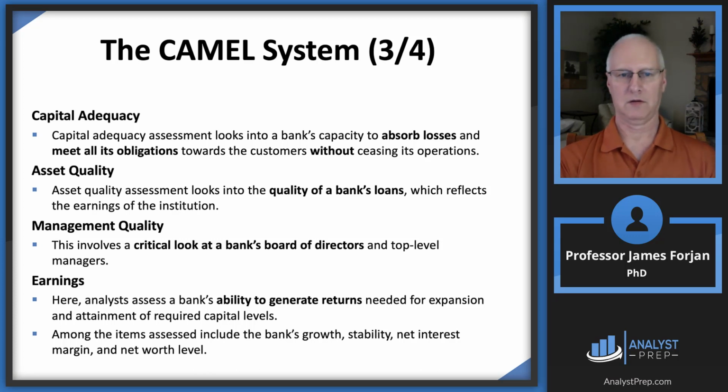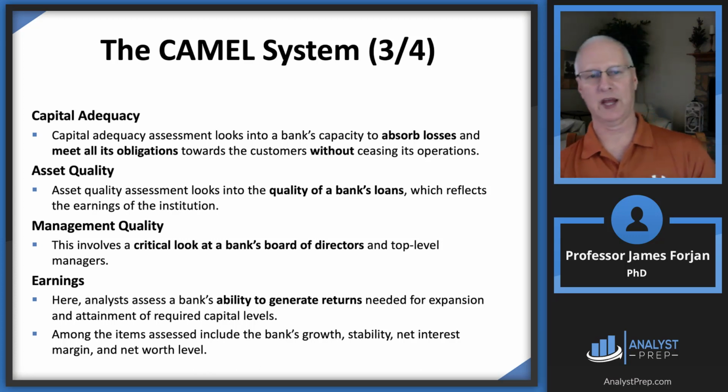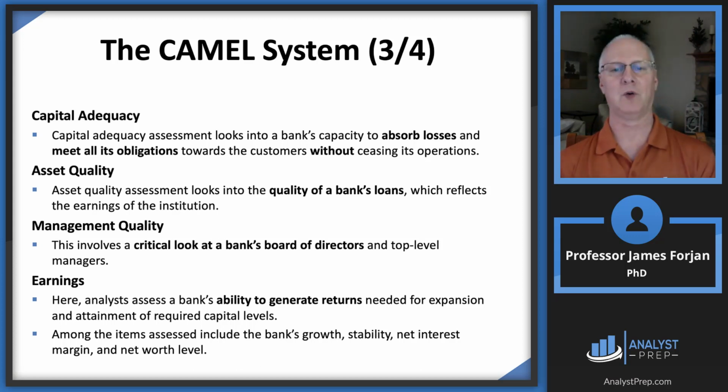Now, the E in CAMEL stands for earnings, but we need to swing back up to asset quality. So notice what I have there, the ability to generate returns needed for the expansion and attainment of required capital levels. So these are linked. And so notice in that bottom block point, I have the ability of the bank's growth, the ability of the bank to generate stable earnings, and then, of course, the asset liability management strategy that goes along with this. So earnings are important. Quality of the earnings is linked back to the quality of those assets.